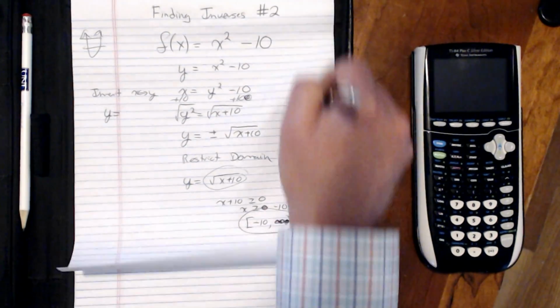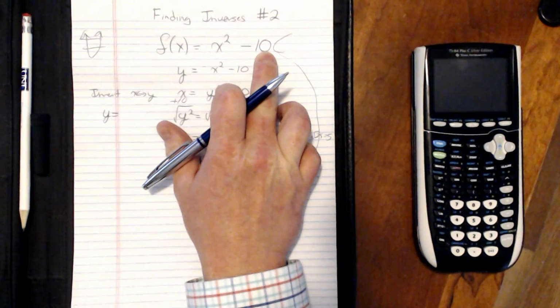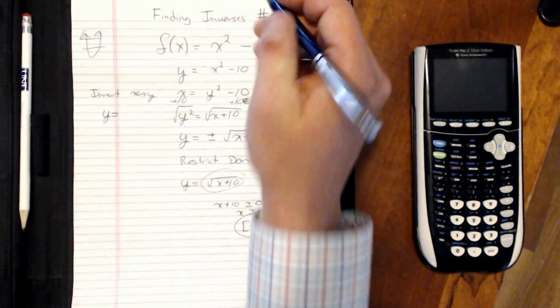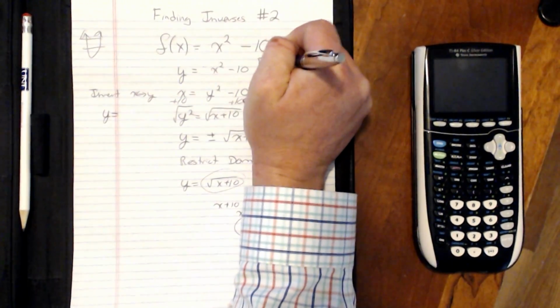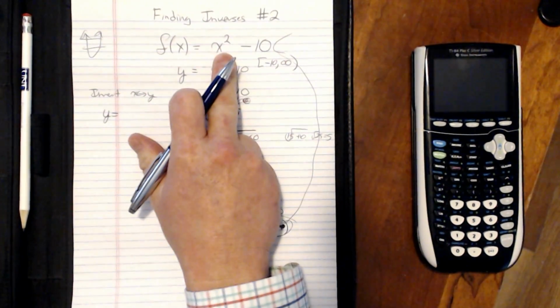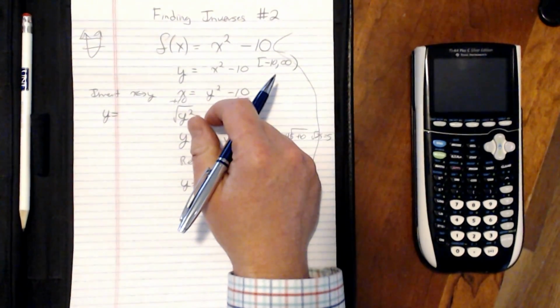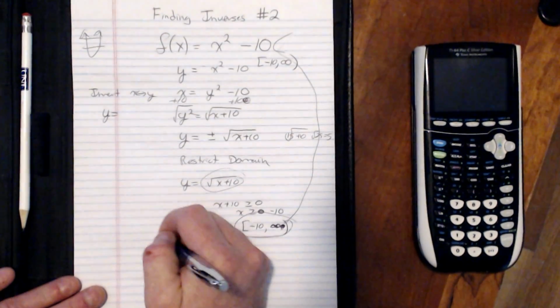This restriction will go back to my original one and say, okay, this works for any real number value. But if I restrict my domain from minus 10 to infinity, then I also know its inverse under this restriction will also be a function. And this is the effect of restricting our domains.